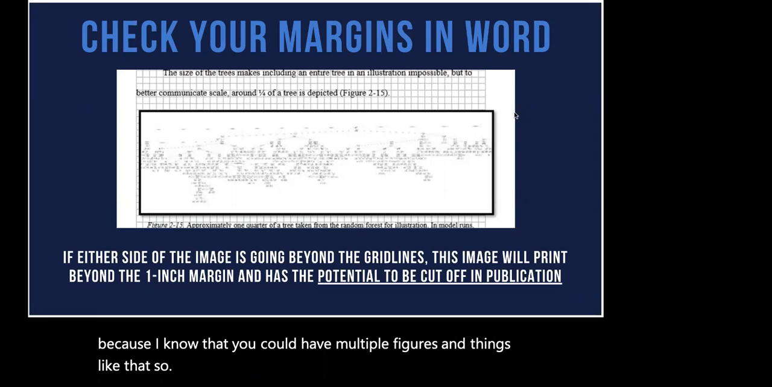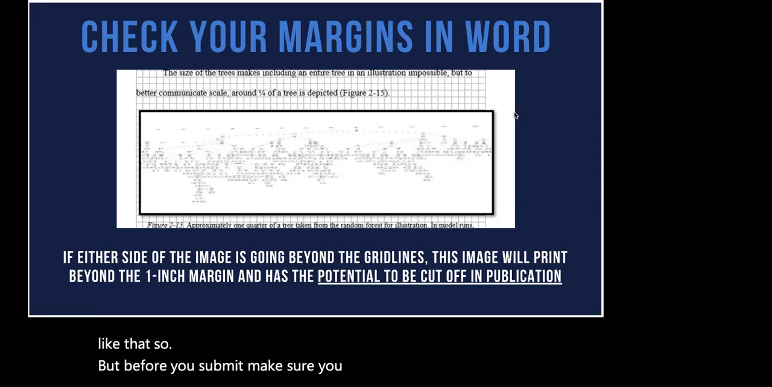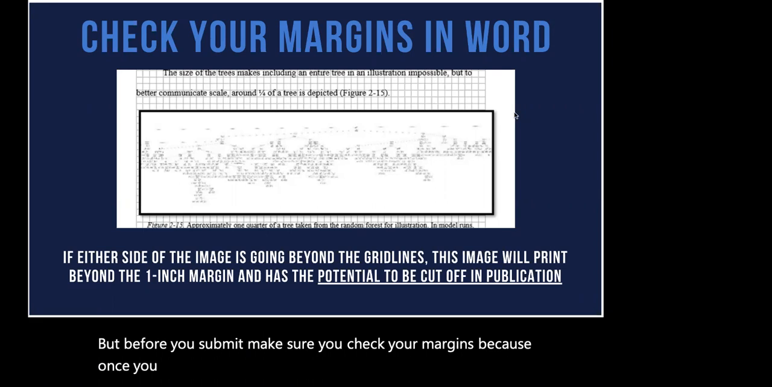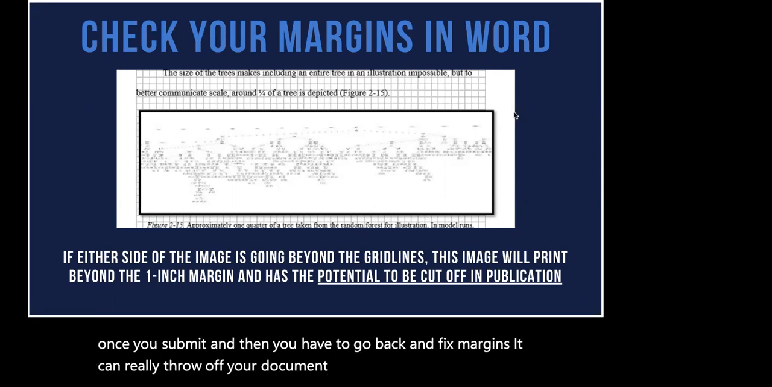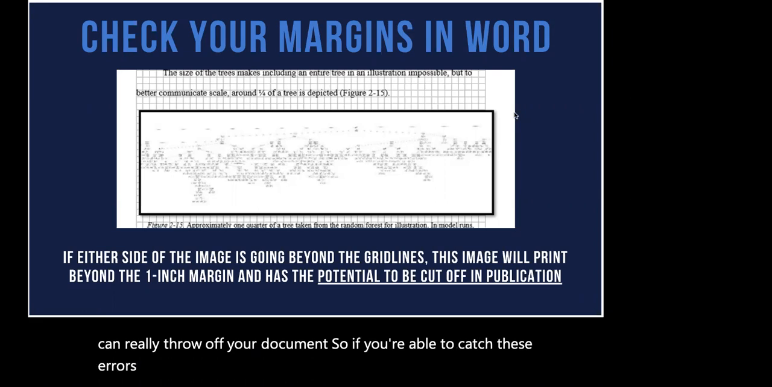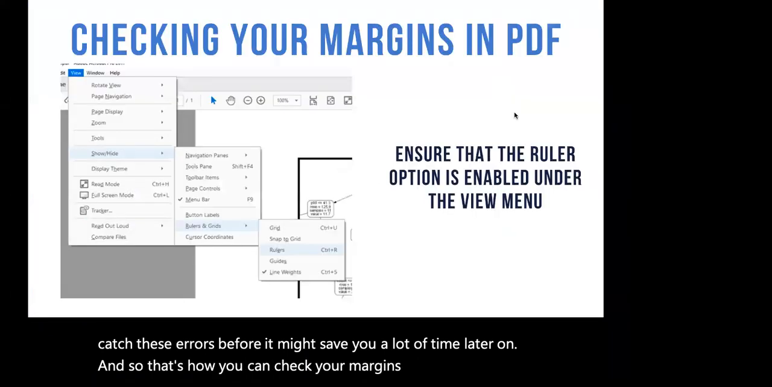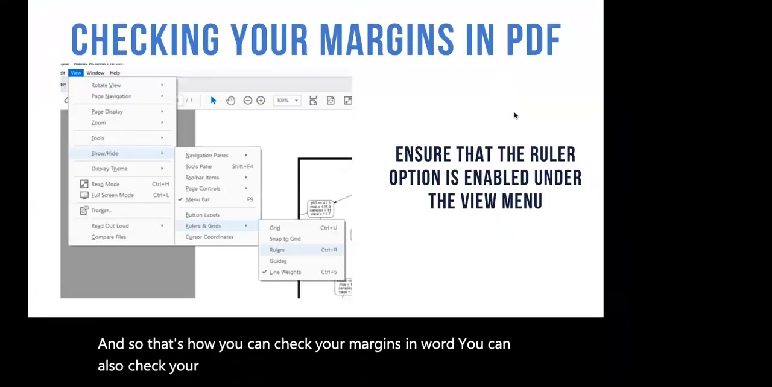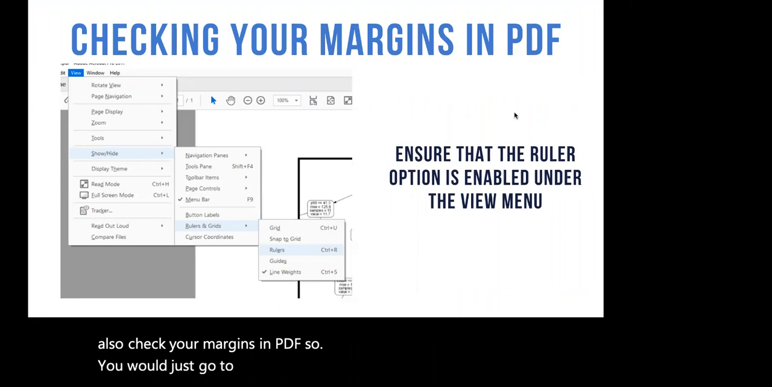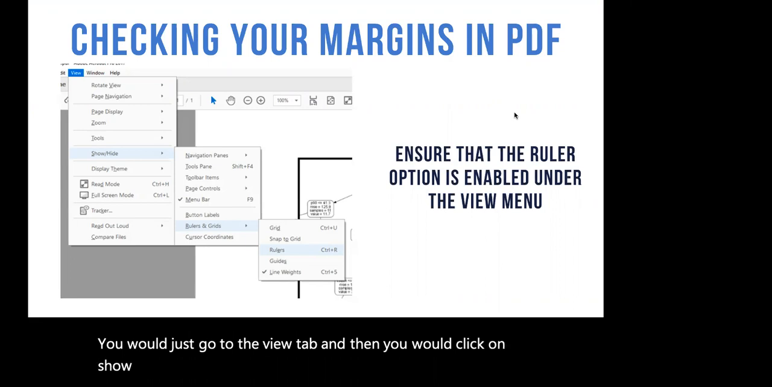But before you submit, make sure you check your margins, because once you submit and then you have to go back and fix margins, it can really throw off your document. So if you're able to catch these errors beforehand, it might save you a lot of time later on. And so that's how you can check your margins in Word. You can also check your margins in PDF. You would just go to the View tab and then click on Show/Hide, Rulers and Grids.